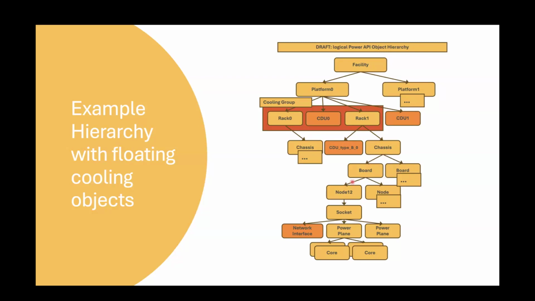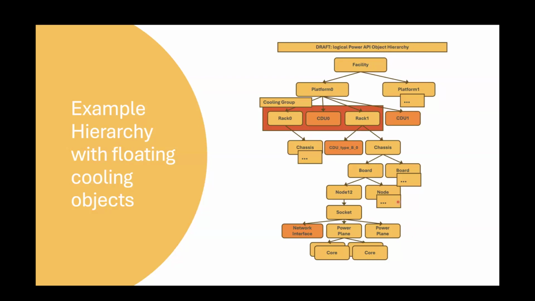This chassis has boards. Those boards have nodes. Those nodes have sockets. Things like network interfaces also float around in this system because they can be attached to things that might be attached to an individual socket, or they might be attached above a socket on a PCIe, from a PCIe perspective, or other interconnections perspective. So this entire diagram, everything you see here that's an object in orange, is a floatable object in this hierarchy.